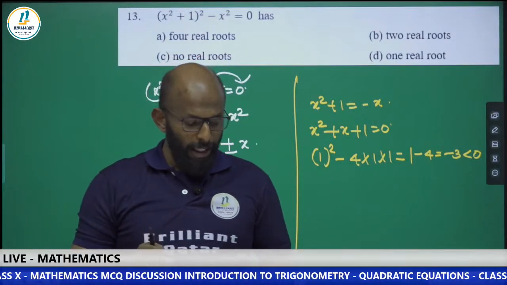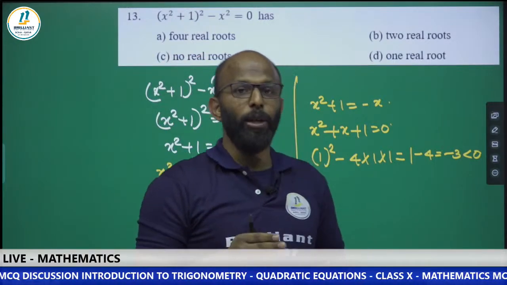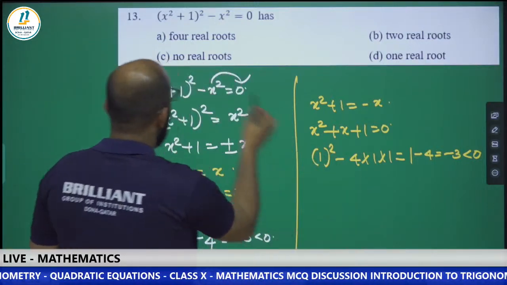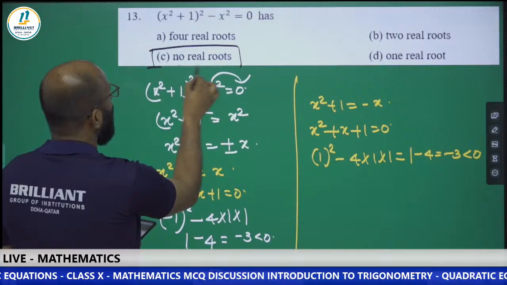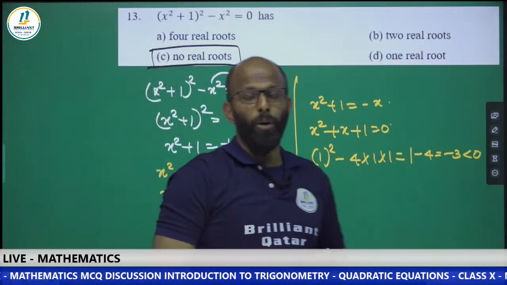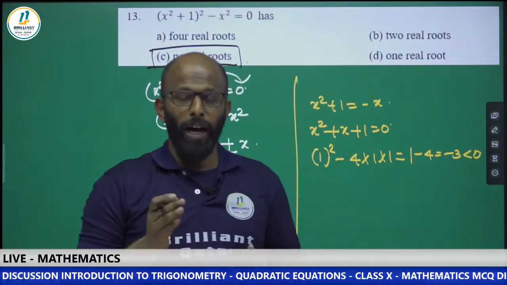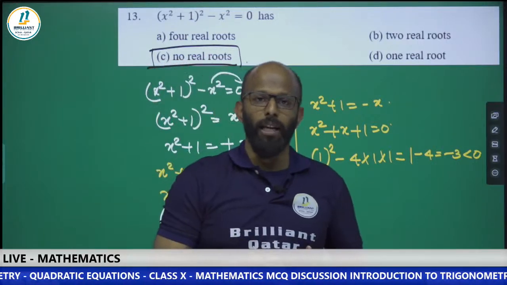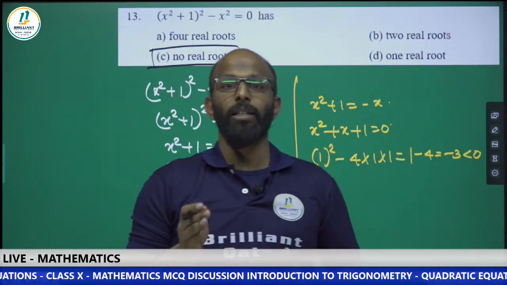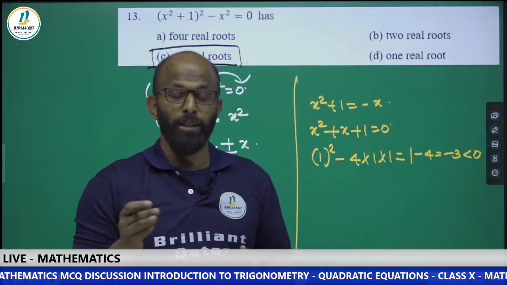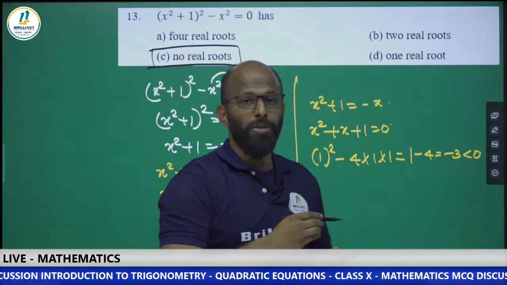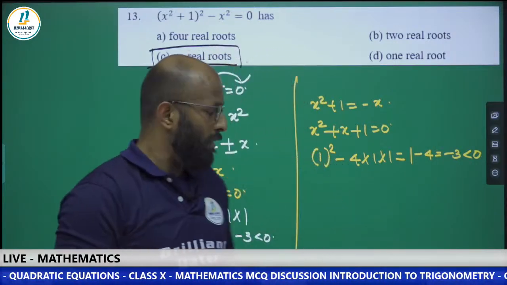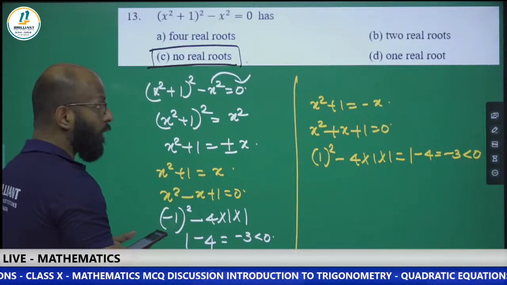If the discriminant is less than 0, then the answer is no real roots. In the subjective exam, don't write that there are no roots. If b square minus 4ac is less than 0, roots exist, but they are imaginary. That's beyond your syllabus. In the subjective questions, you need to write that no real root exists. I hope all of you got it.